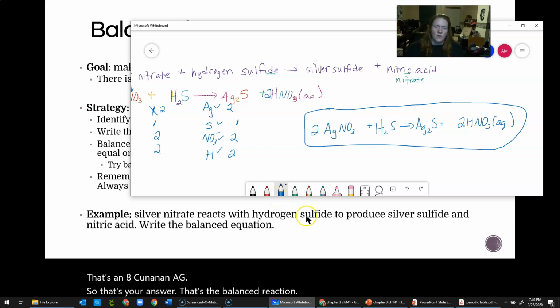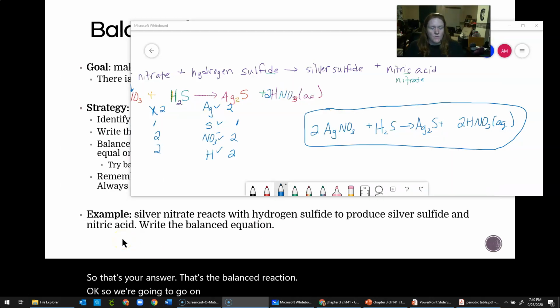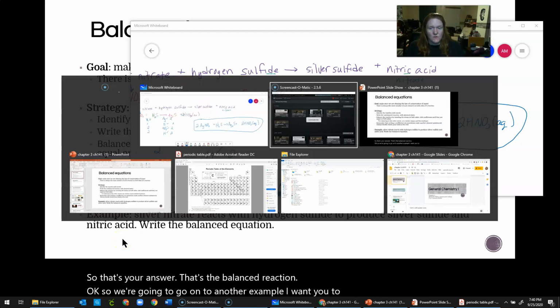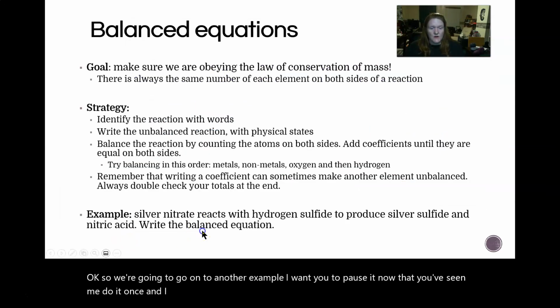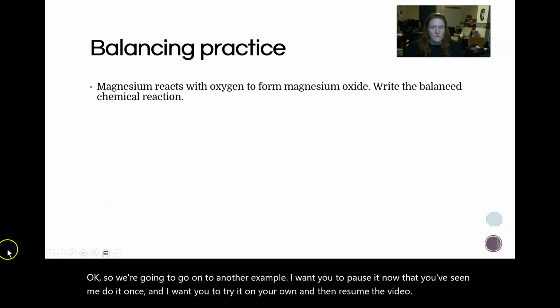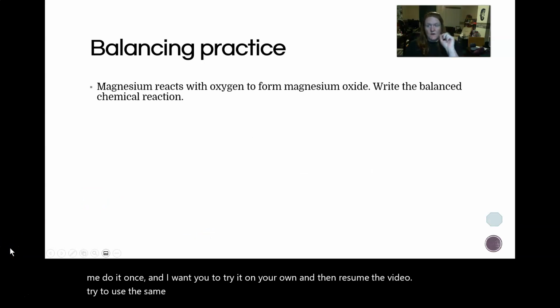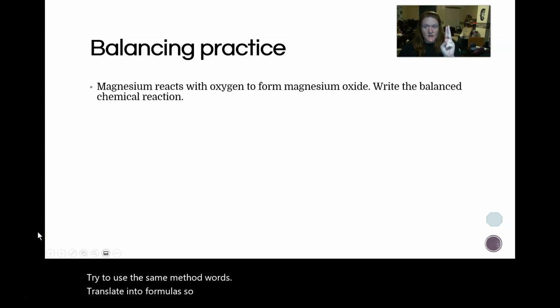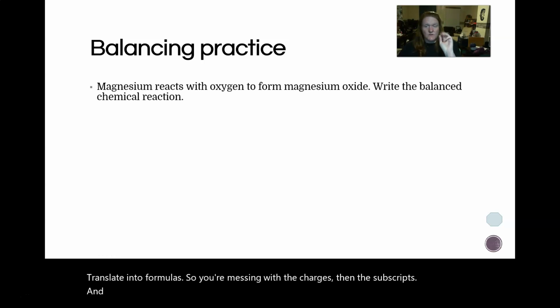Okay, so we're going to go on to another example. I want you to pause it now that you've seen me do it once, and I want you to try it on your own and then resume the video. Try to use the same method. Words translate into formulas, so you're messing with the charges then, the subscripts, and then you mess with the coefficients. So 3-step process.